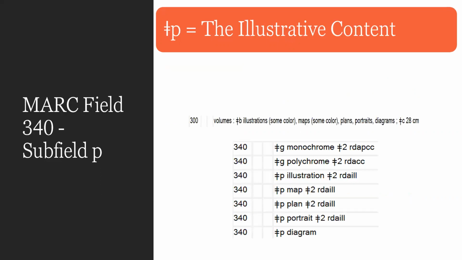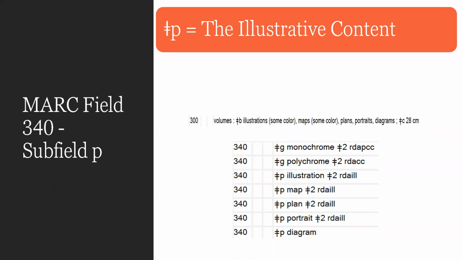Subfield P is where we record illustrative content. Here are the general or specific indications of the type or types of illustrative content contained in a source. There are 15 labels in the RDA registry. However, 3 are listed as deprecated. Illustrations and illuminations are now recorded in the singular. The term music is no longer recorded in the 340 subfield P at all.